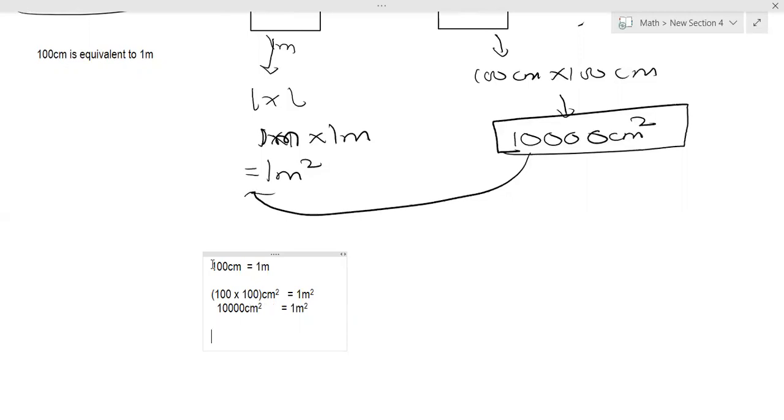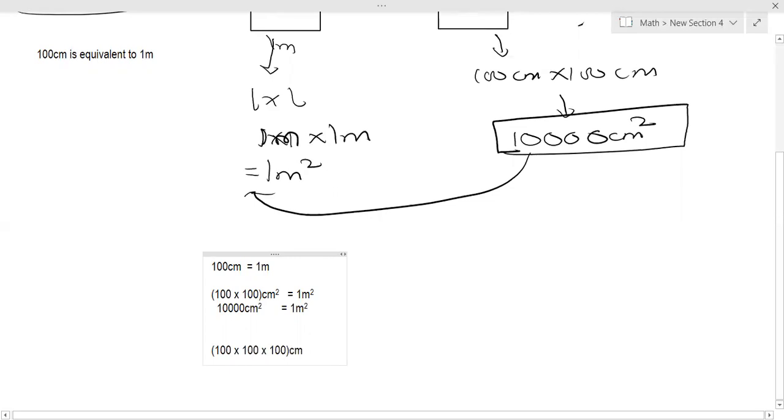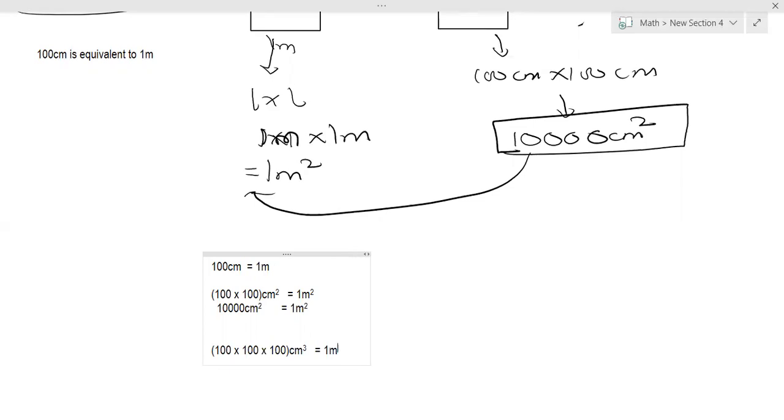And we can also use the same idea for the cube. All right, so how many centimeter cubes will be equal to a meter cube? Because now, if we talk about a cube, we have length, width, and height. So we have 100 times 100 times 100 centimeter cube equal to 1 meter cube.